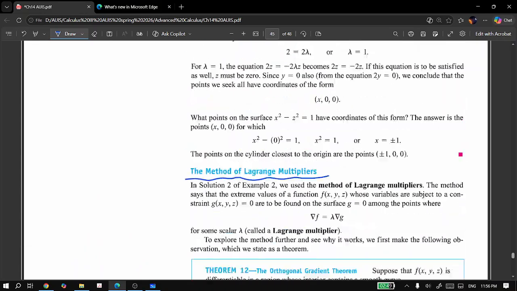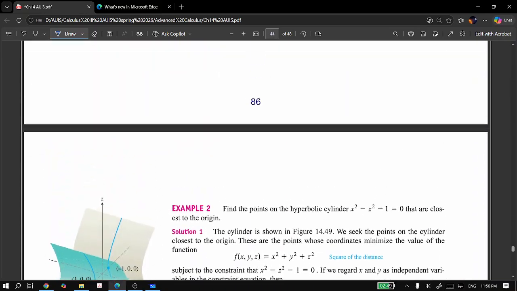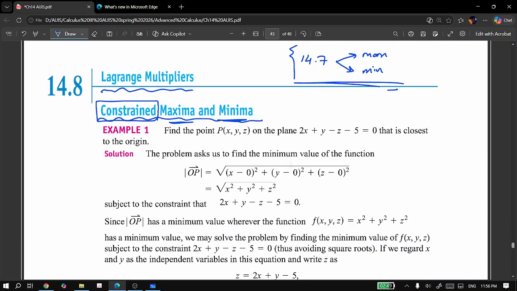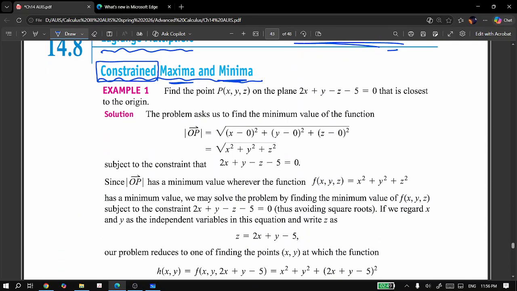So moving back to the first example, let's see what is required from us and how we use Lagrange multipliers to find the maximum or minimum value that is required. Here, the example says find the point P of x, y, z. It is required from you to find a point in three-dimensional space that has x, y, z on the plane 2x plus y minus z minus 5 equal to 0, that is closest to the origin.